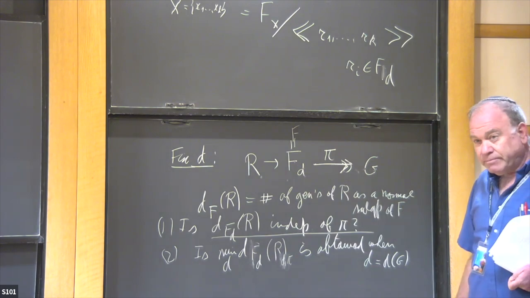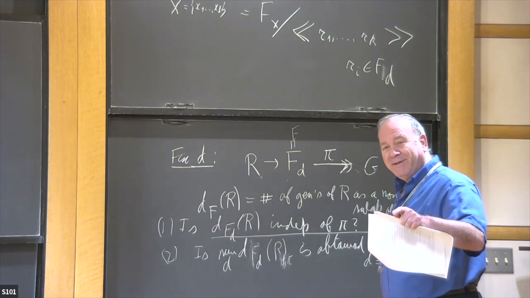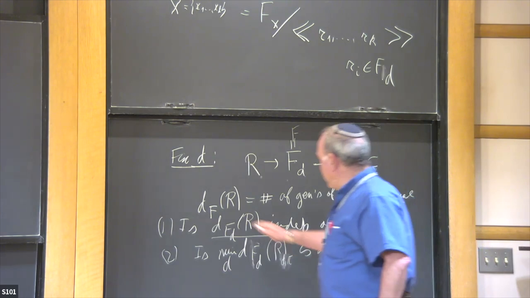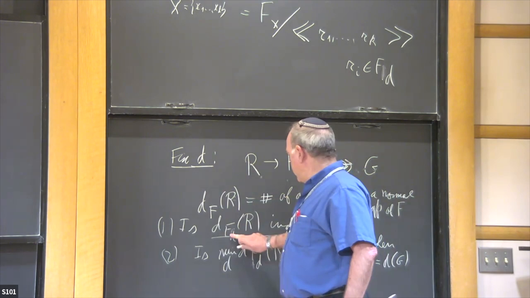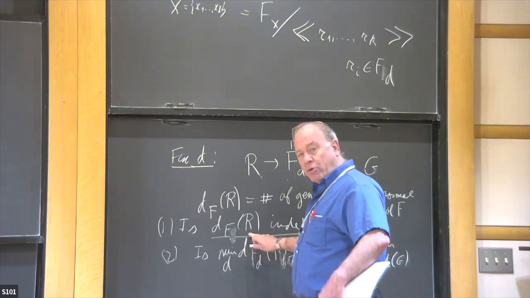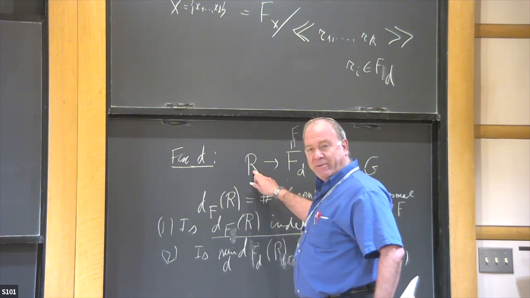No, I didn't understand the question now. You're writing d_F(R). d_F(R) is the number of generators of R as an F-group, by conjugation. So d_F(R) is the minimum number of generators of R as an F-group, which means it's a normal subgroup in F. So that sentence doesn't involve pi. No, R involves pi. Of course, it's independent of pi. Okay, I understand.